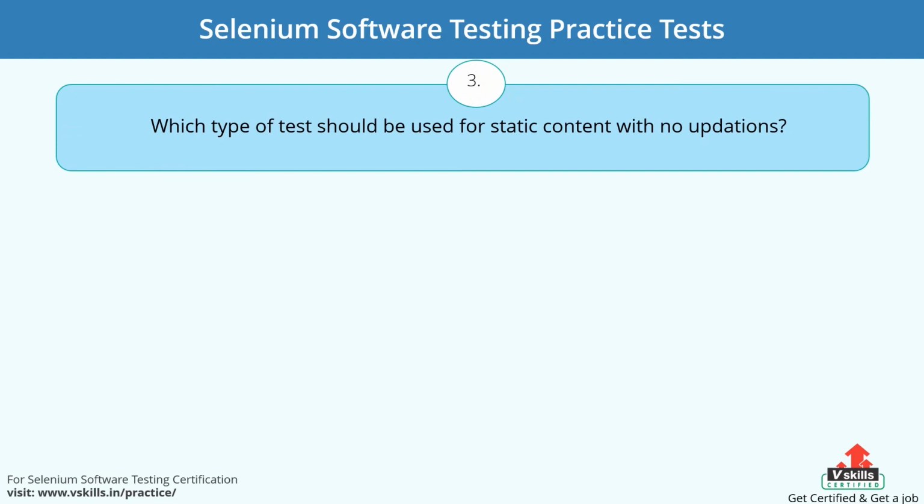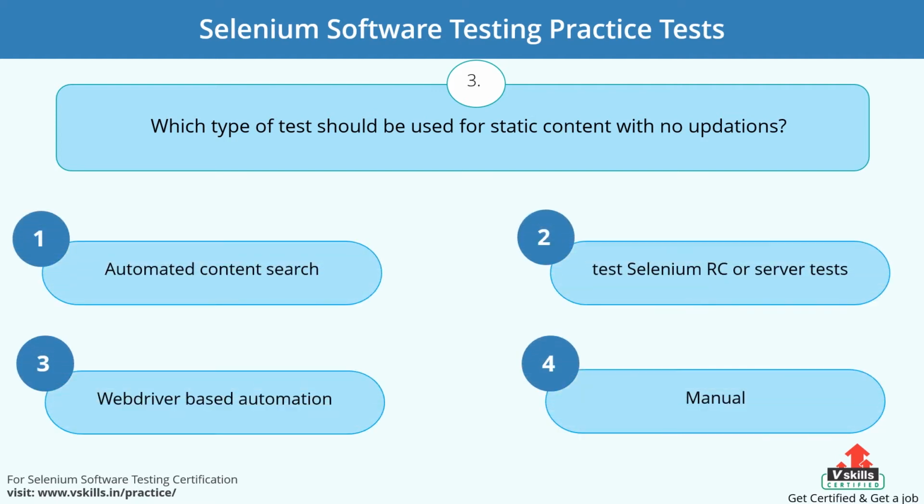Question number 3. Which type of test should be used for static content with no updations? The options are A. Automated content search test, B. Selenium RC or server tests, C. Webdriver-based automation, D. Manual. The correct answer is option D.